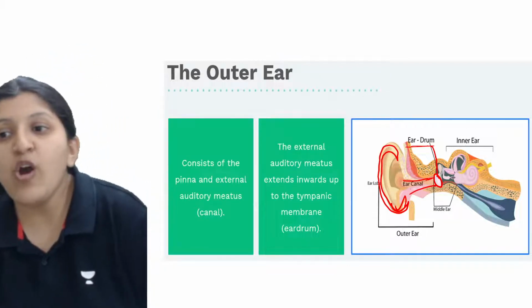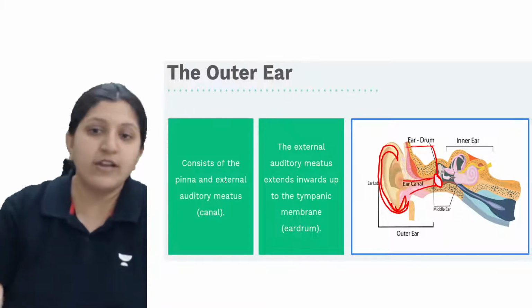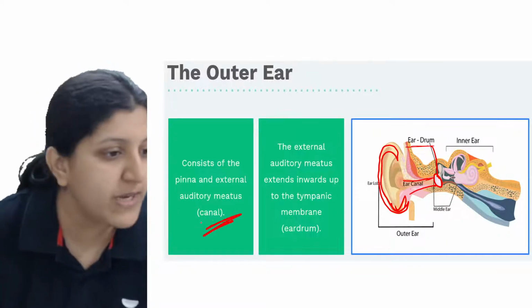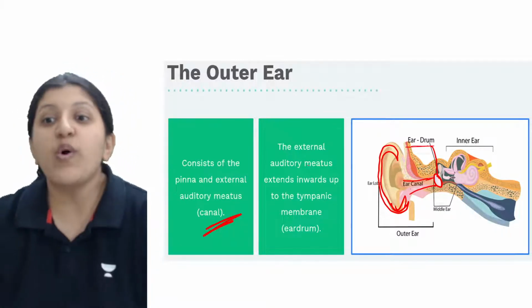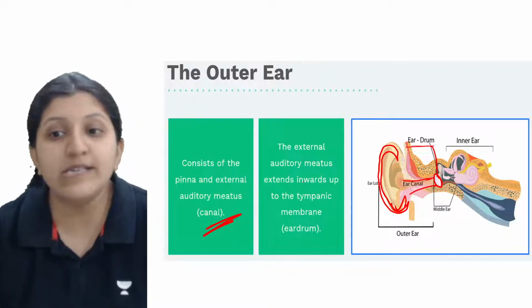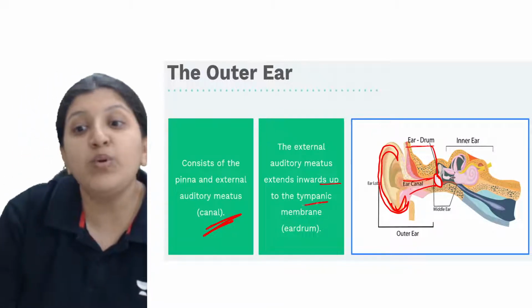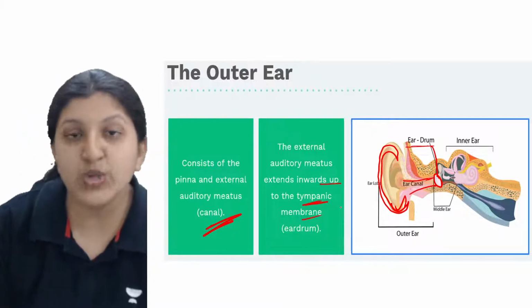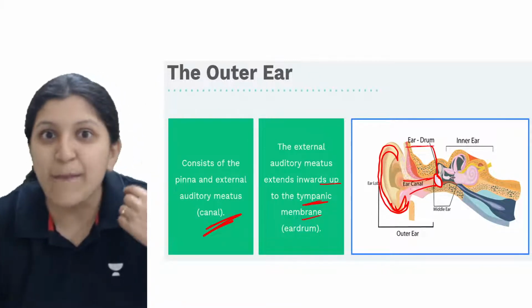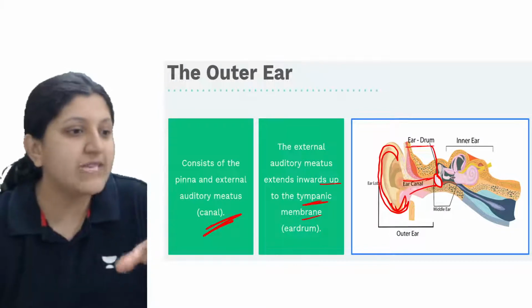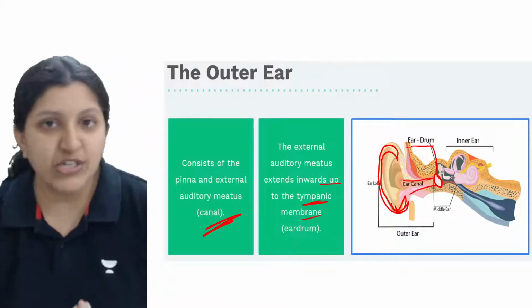So all these parts come under the outer ear. Now moving on to the middle ear. Let's have a look at this. The outer ear consists of the pinna and the external auditory meatus, auditory canal, ear canal. All of these are the same thing. The external auditory meatus extends inward up to the tympanic membrane. That tympanic membrane is nothing but the tympanum. It is a membranous structure, and we call it the eardrum as well.